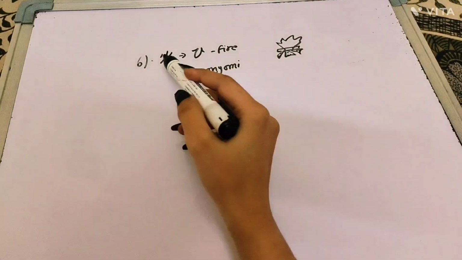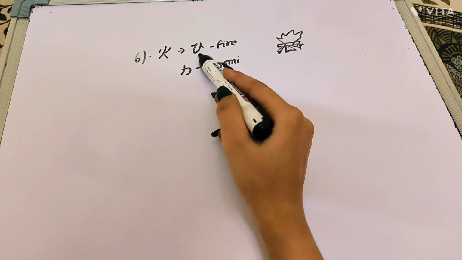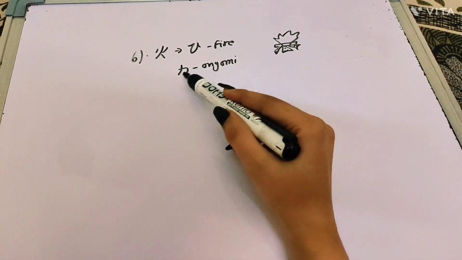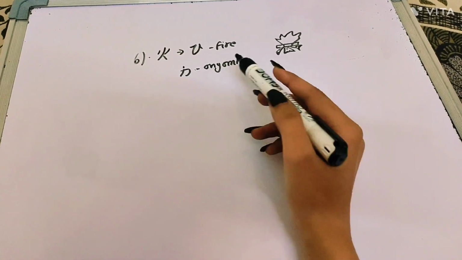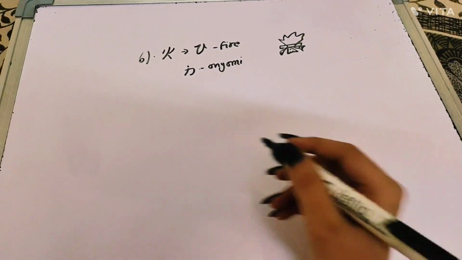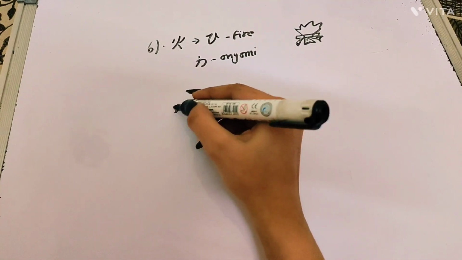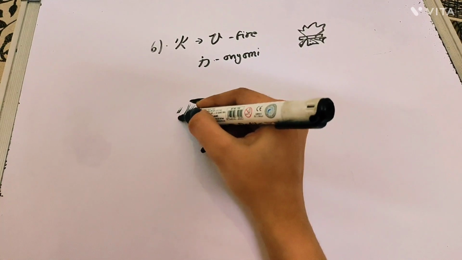Next is hi. That is fire. You can see the drawing of fire. That is drawn by me. My drawing is not good, minasan. Sorry. Hi is fire. So let's draw this kanji with me.